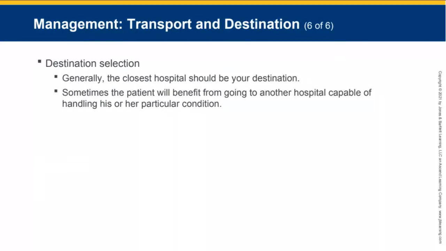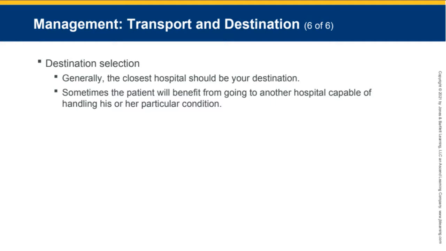So we normally select the destination based on the closest hospital to the scene. Some patients, though, will benefit from going to another hospital capable of handling their particular condition. For example, say your patient is experiencing difficulty breathing as a result of pulmonary edema, and the patient has end-stage renal failure that requires dialysis. We know that the patient has a fluid overload and that's why they're breathing abnormally. We wouldn't transport them to Andrews. Andrews doesn't have a dialysis unit. So instead we'll take them to University Hospital.